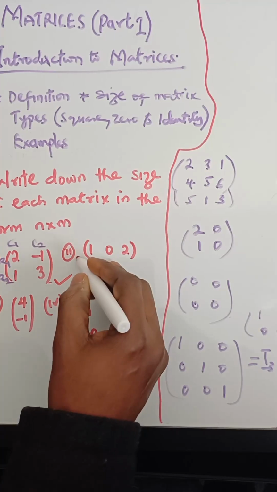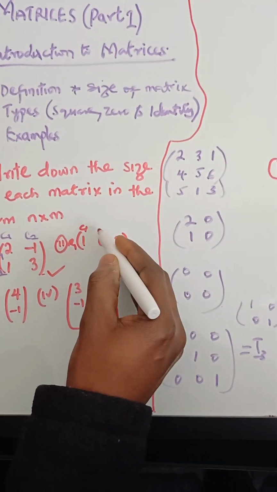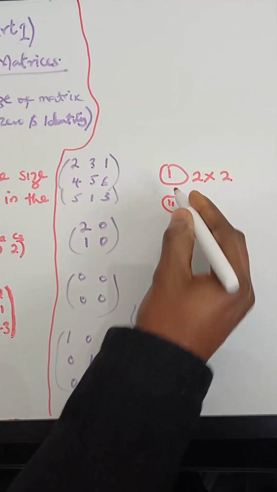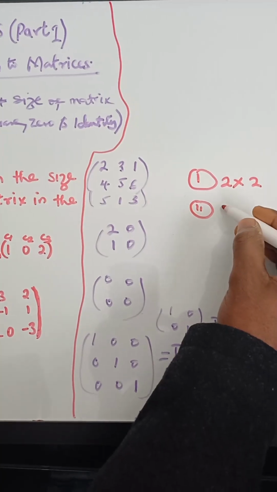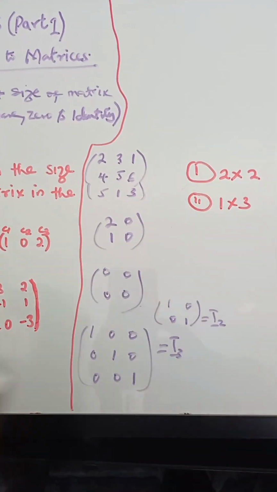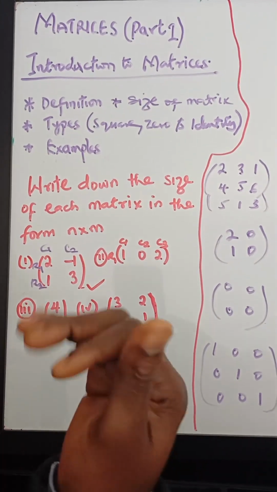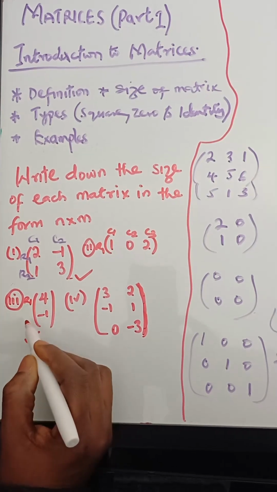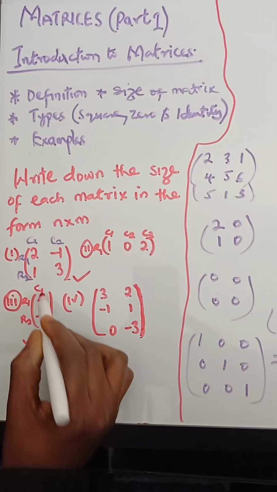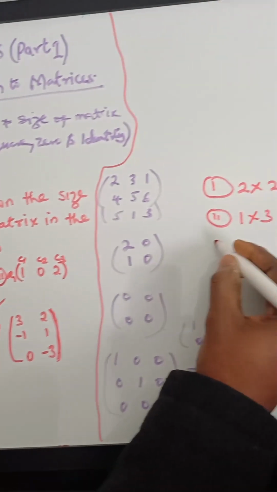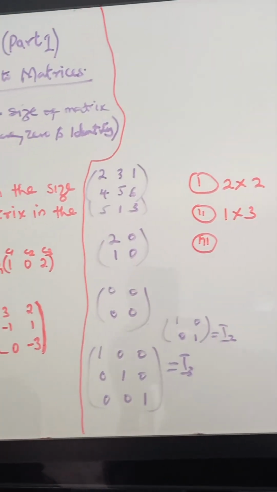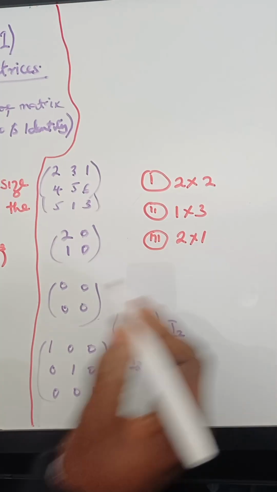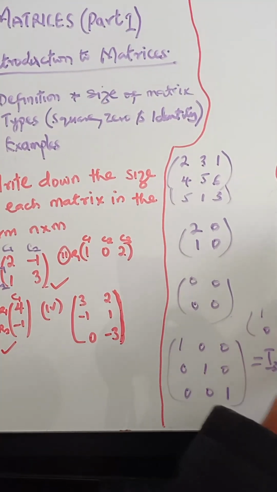And when you look at this, you only have a row and columns. So the size of the second matrix is a matrix of order 1 by 3. That means it has just 1 row and 3 columns. And if you look at the next one, you have row 1, row 2, and column 1. So the size of the third matrix is 2 by 1. What does that mean? It has 2 rows and 1 column.